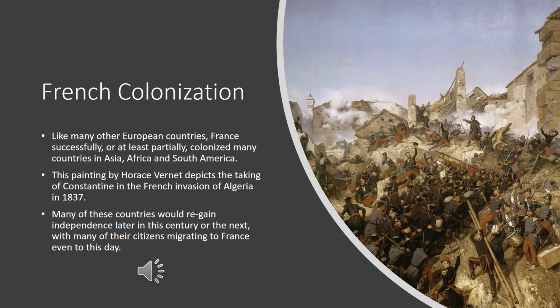Like many other European countries, France successfully or at least partially colonized many countries in Asia, Africa, and South America. This painting to the right by Horace Vernet depicts the taking of Constantine in the French invasion of Algeria in 1837. Many of these countries would regain independence later in this century or the next, with many of their citizens migrating to France even to this day.